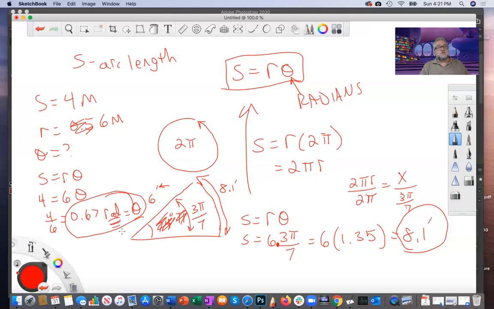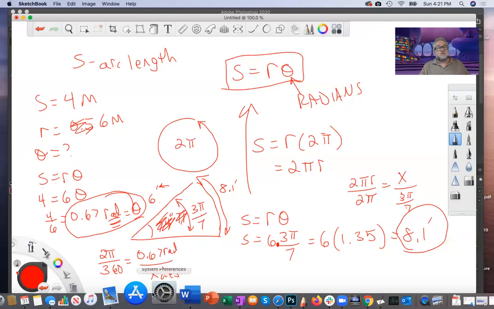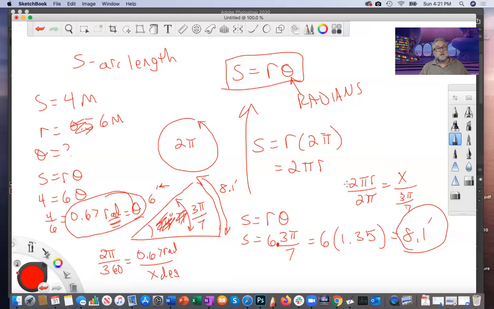If you needed it in degrees, I would have to convert: 2 pi over 360 equals 0.67 radians over x degrees. And then I could solve for degrees. Okay? Does that make sense?